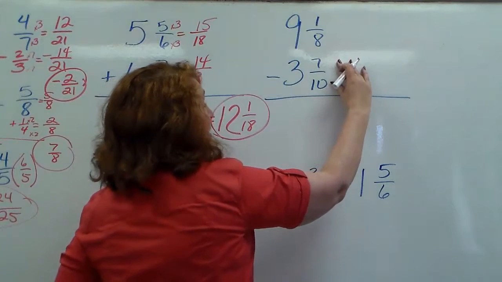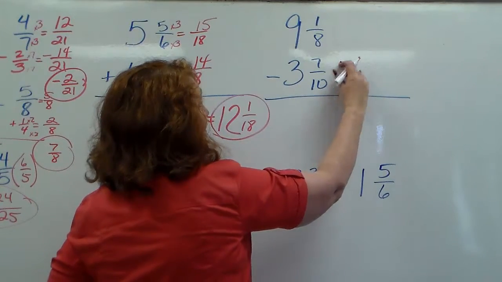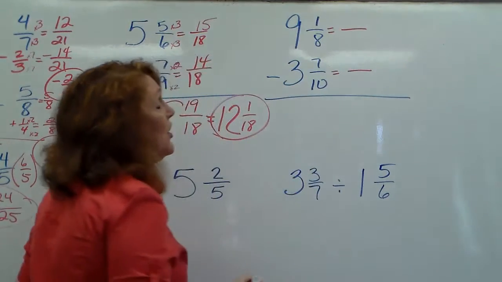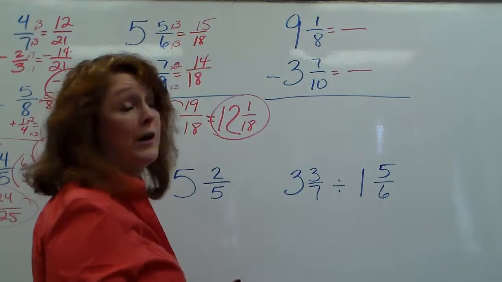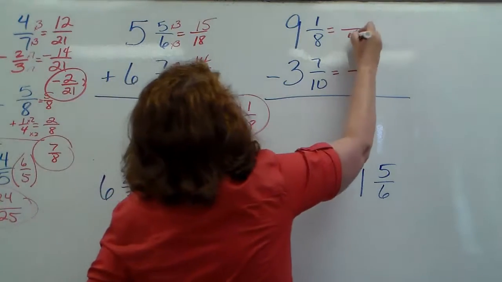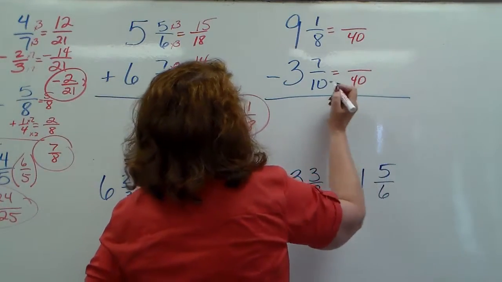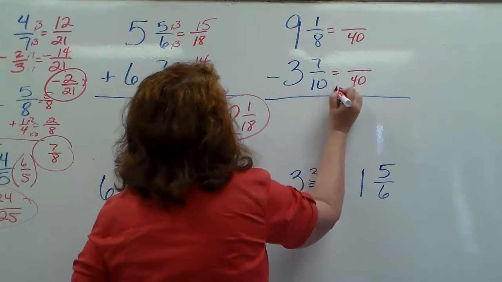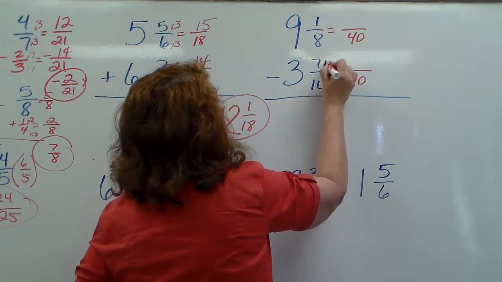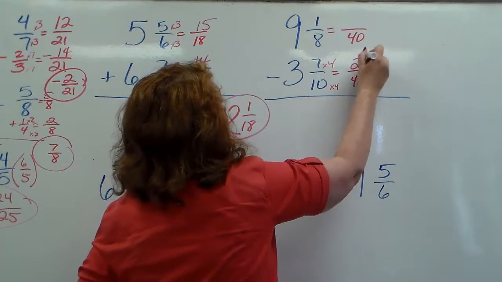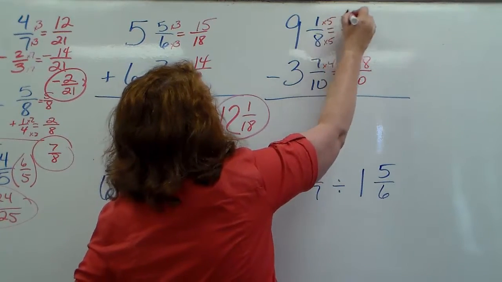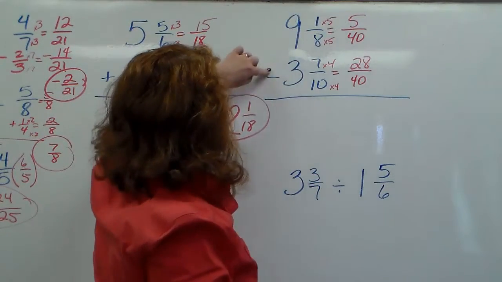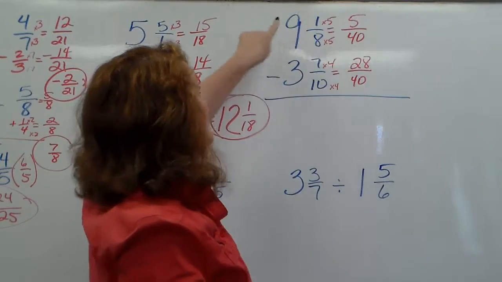9 and 1/8 minus 3 and 7/10. First, I have to find a common denominator. And 8 and 10 have the least common multiple of 40. They both go into 40. I don't have to go all the way to 80 because that just gives me bigger numbers that I then have to reduce. I might have to reduce them anyway, but I won't have to reduce them as much here. This is 28, and this is 5. Now what I want to notice here is I can't do 5 minus 28. I have to borrow one.